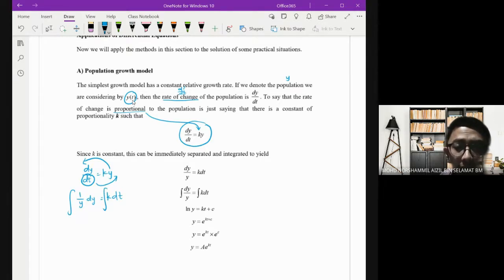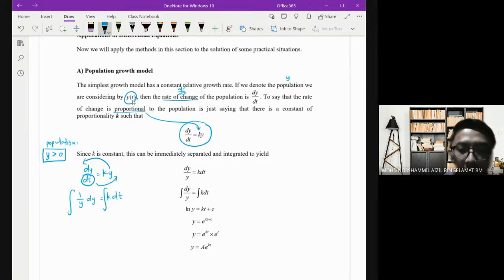Guys, please take note. y is the number of population. Population, so means that population will be always greater than 0. For population, mana ada bilangan orang negatif? Tak ada, bilangan orang sentiasa positif. No.